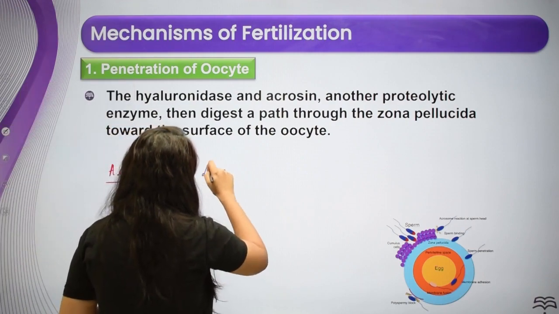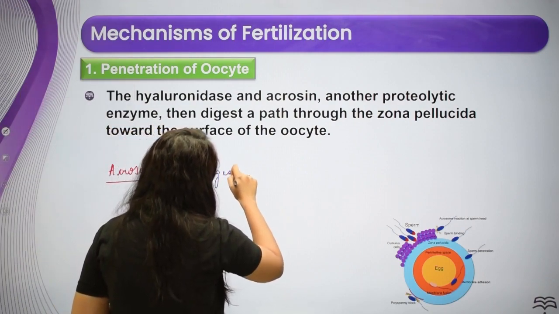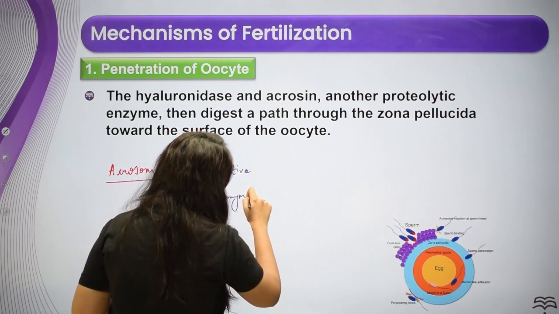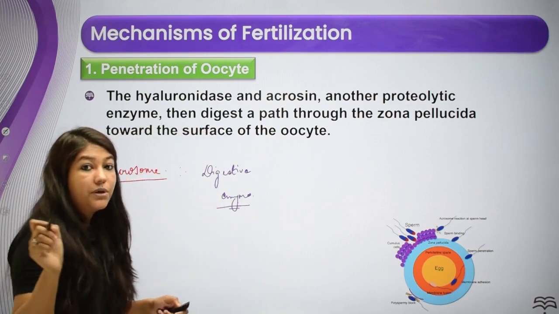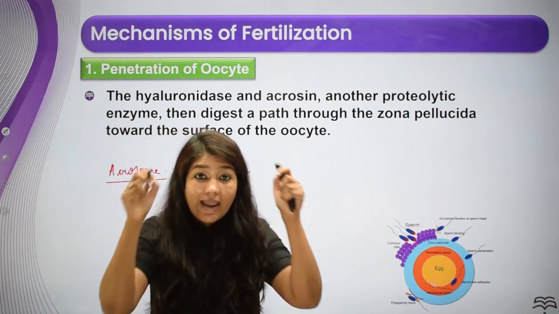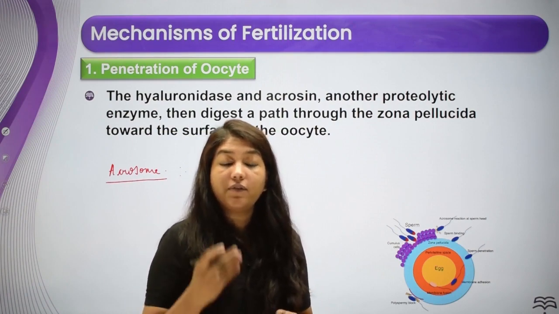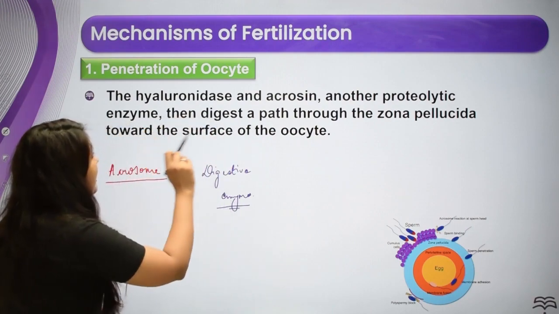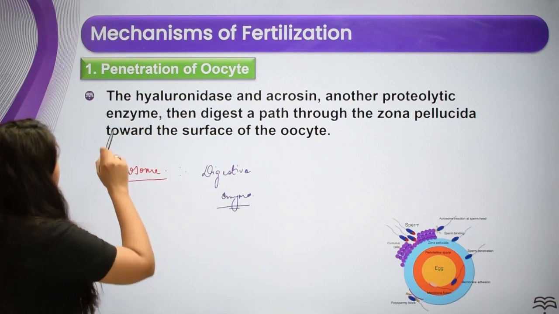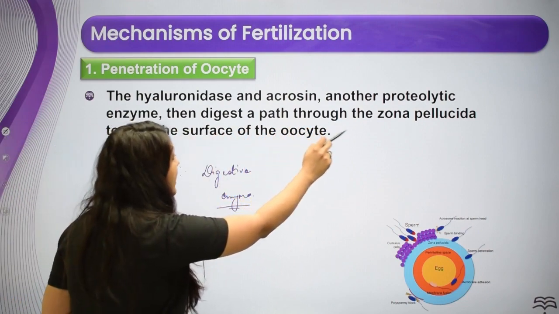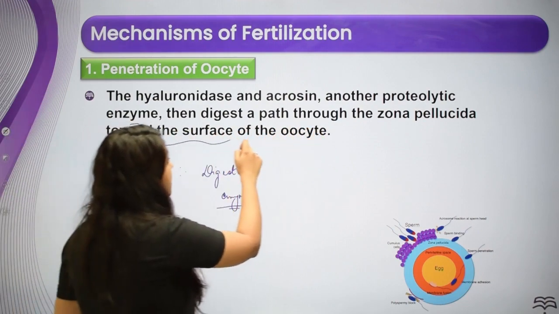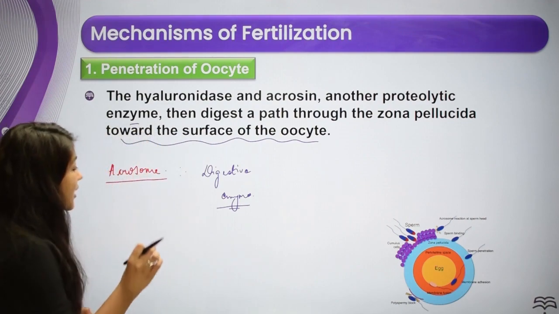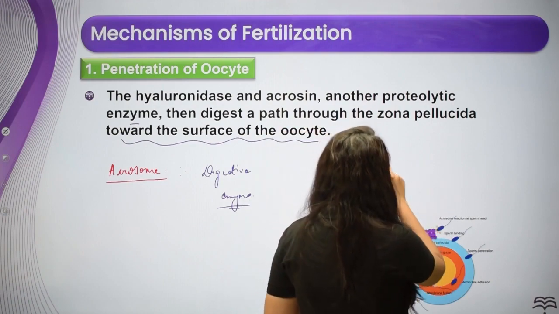It has these, in the simplest language हम लोग बोल सकते हैं, digestive और hydrolytic enzymes यहाँ पे present होते हैं, which are going to help in the penetration of the sperm in the oocyte. वो जो उसके layers हैं, इतने सारे layers हम लोगों ने देखे हैं when we were talking about the structure of the oocyte, उसकी penetration में help करेगा. Alright, so the hyaluronidase and the acrosin, another proteolytic enzyme, then digest a path through the zona pellucida towards the surface of the oocyte.